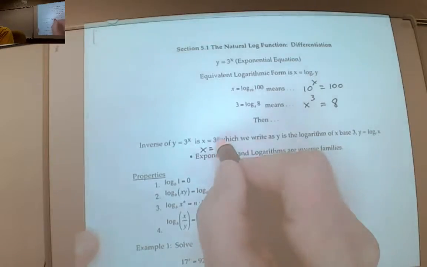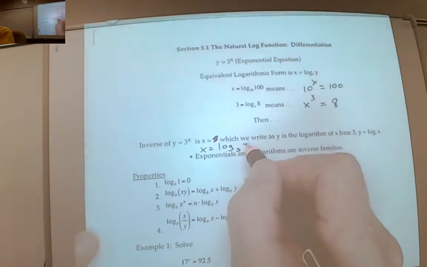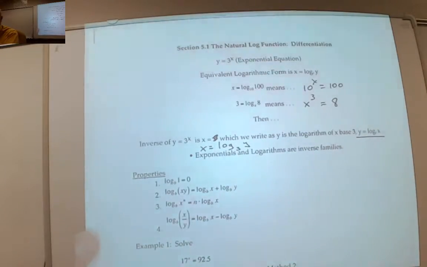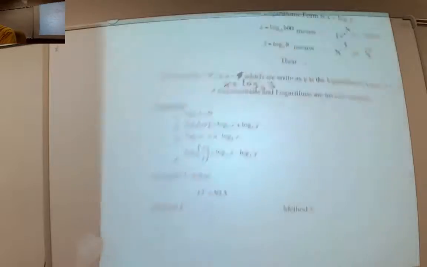And so the inverse of y equals 3 to the x is x equals log base 3 of y. And then when you interchange the x and the y, you get this. Correct? Okay, so they're inverses of each other. One undoes the other.